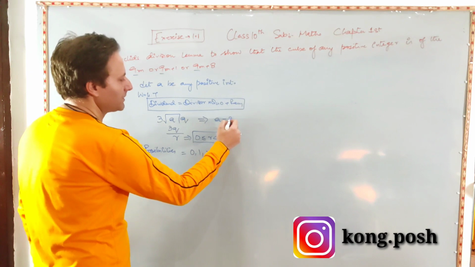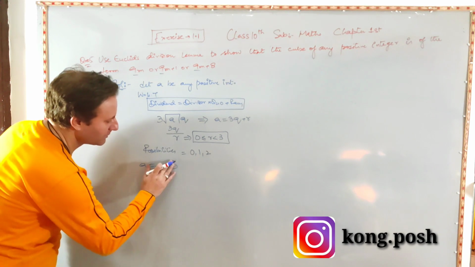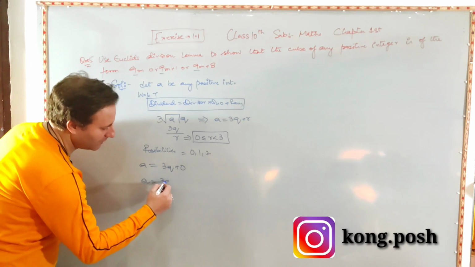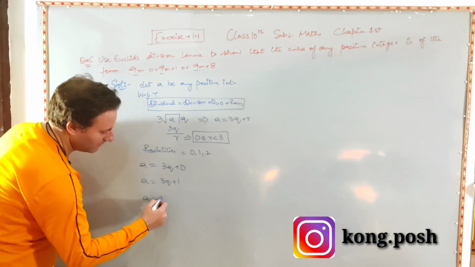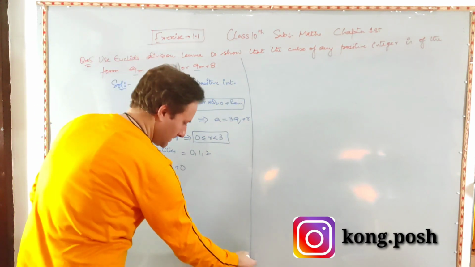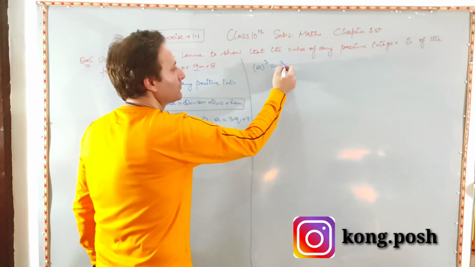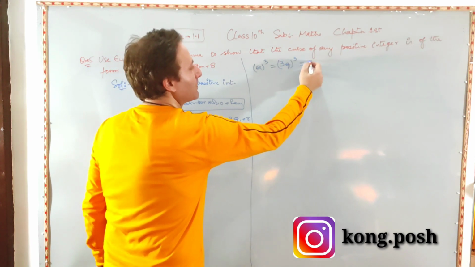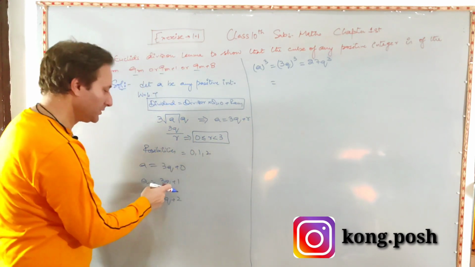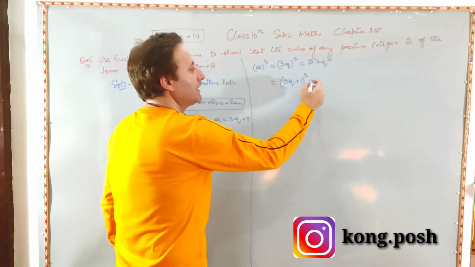So this becomes a is equal to 3q plus r. What are the possibilities? a is equal to 3q plus 0, then 3q plus 1 and 3q plus 2. Remember that. Now I have to take the cubes. So a cube is equal to 3q cube, which becomes 27q cube. Then I have 3q plus 1 cube.